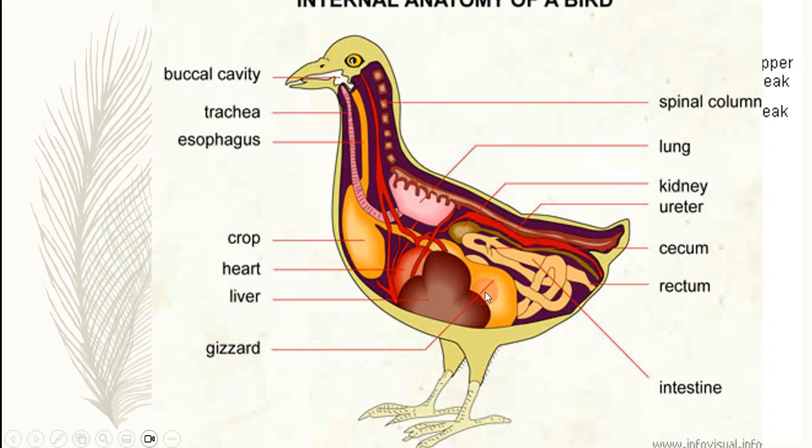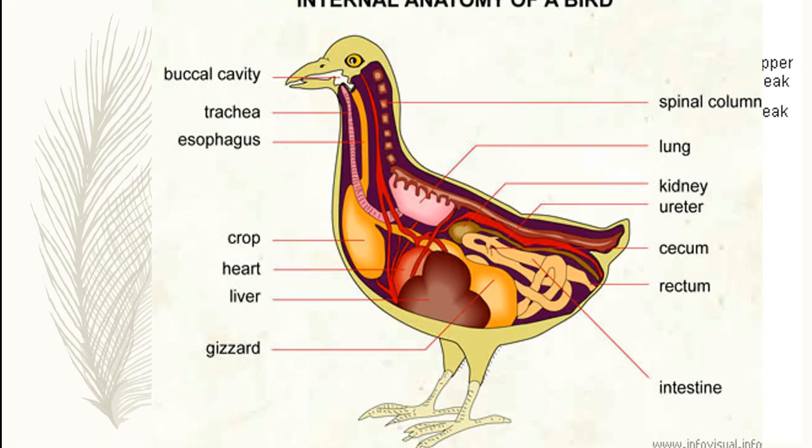I'm a little surprised they don't show me the actual stomach. Maybe they're referring to the gizzard as the stomach? I'm not sure. The liver's quite large, we're seeing here. Our intestine, of course, part of the digestive system. Kidney, lung, heart, right there. Yeah, four-chambered heart, right. Okay, so that's the internal anatomy of most birds, right?